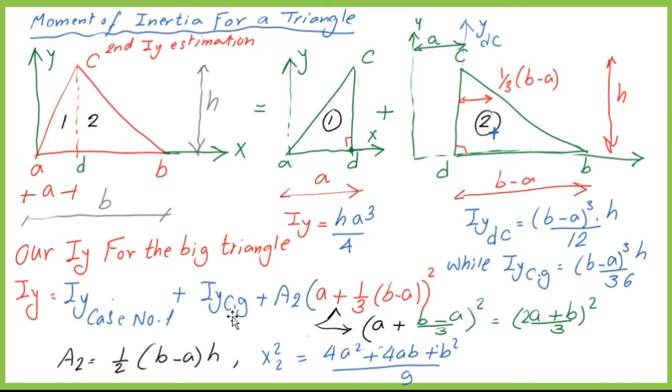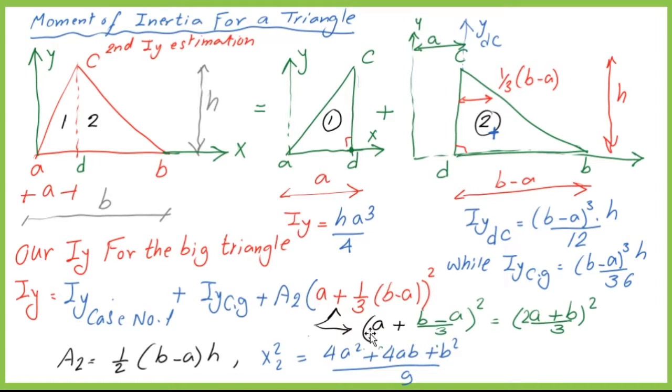So we have here IY, which was B minus A raised to the power of 3 multiplied by H over 36. We call it IY at the CG, plus the area number 2, which is 1/2 B minus A multiplied by H. And here we have A plus 1/3 B minus A, all raised to the power of 2.